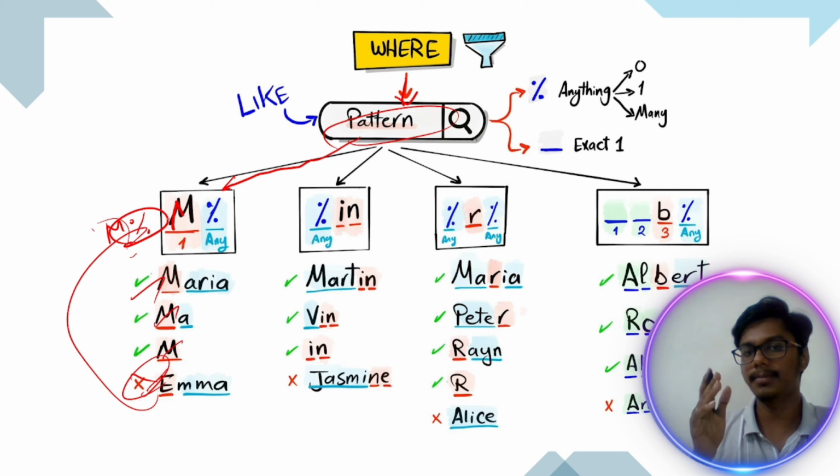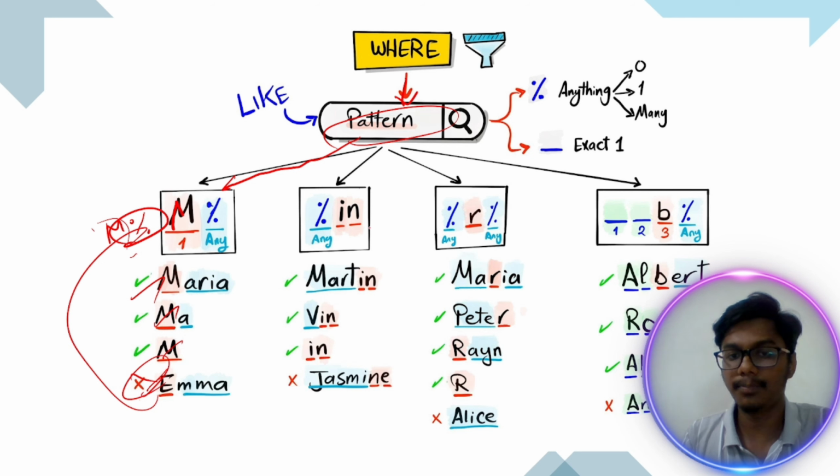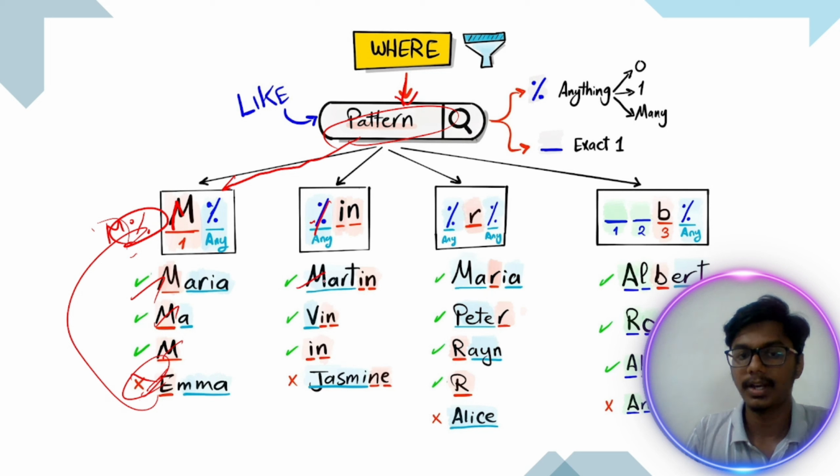Yes, if you put the percentage operator. Again, if I put the percentage at the beginning, it checks the last letters, whether the word ends with IN. Whether Martin ends with IN. Yes. Whether the last word ends with IN. Jasmine, no, right? The condition is failed. I know the middle letter.